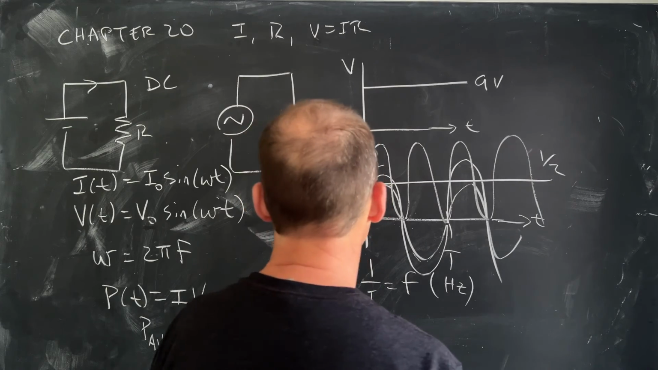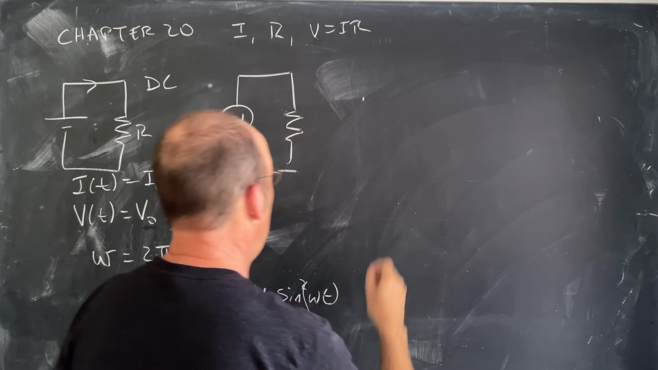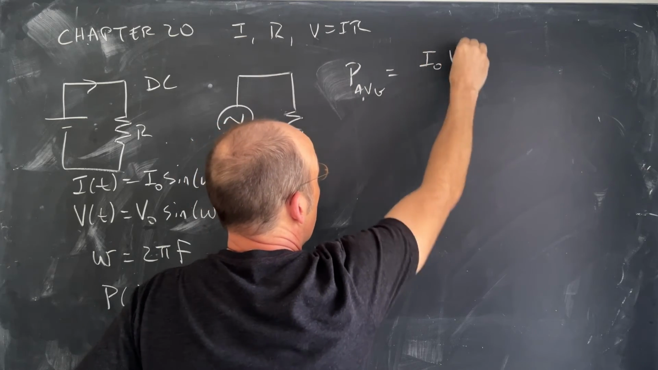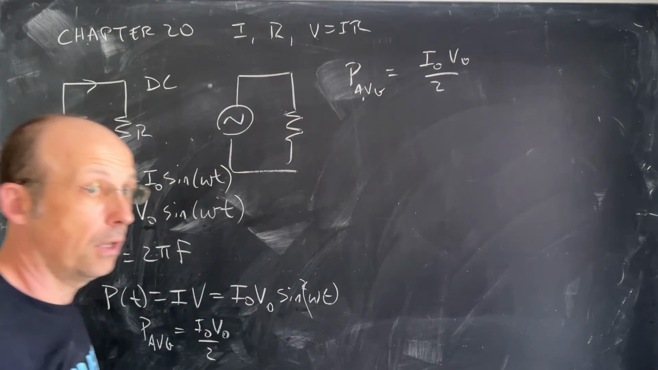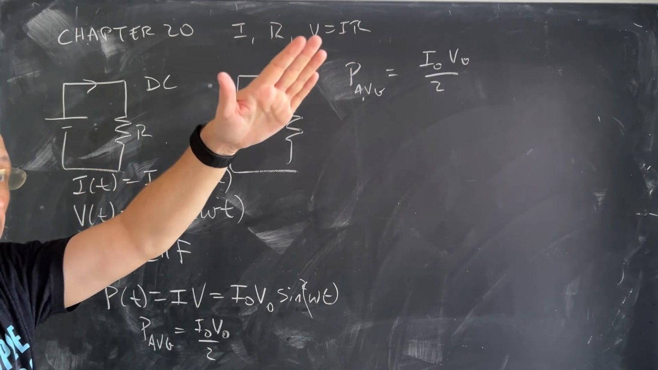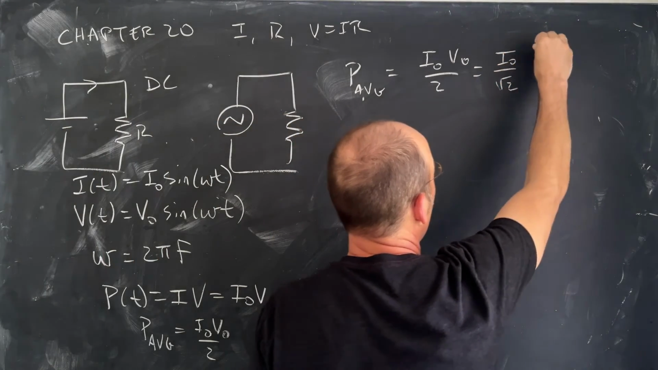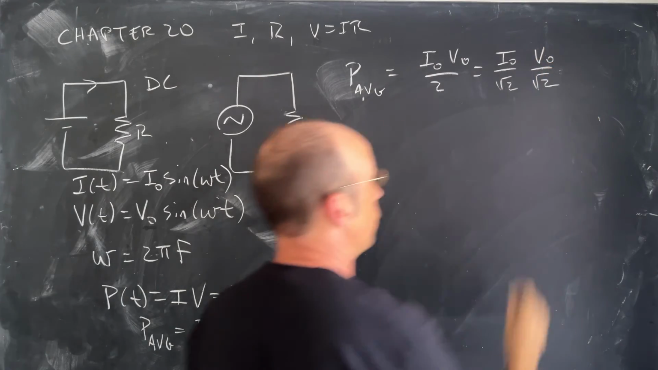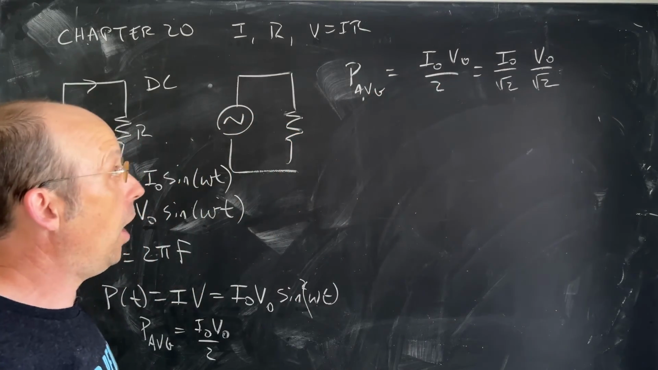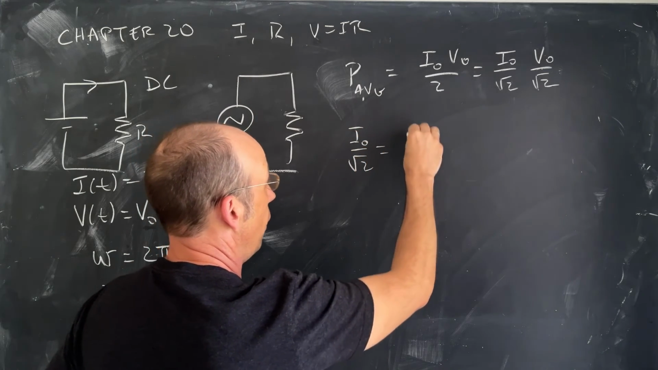Now we can do something fun. So my average power is I0 V0 over 2. I want to take half of that 2 and go with the I, and half of the 2 and go with the V0. So I can write this as I0 over the square root of 2 times V0 over the square root of 2. Right? Because square root of 2 times square root of 2 is 2. So it's the same thing. Now I can call this I0 over the square root of 2.